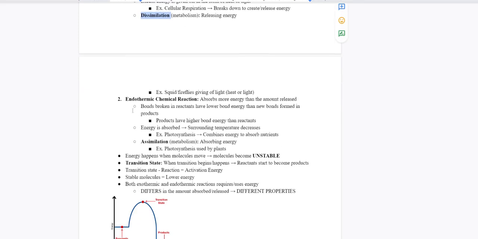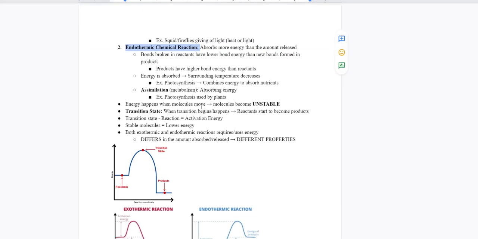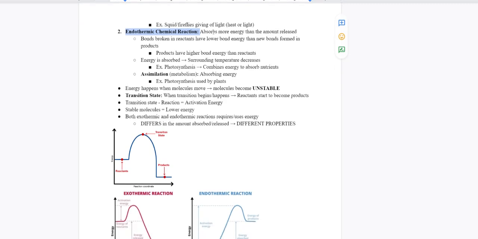The next chemical reaction is the exact opposite of exothermic reactions. It's called endo, and endo means inside. Endothermic reactions actually absorb more energy. So it's completely the opposite of exothermic. Instead of releasing more energy, they absorb more energy. And since they absorb more energy, the reactants have a lower bond energy and the products have a higher bond energy. You just need to flip exo to endo.